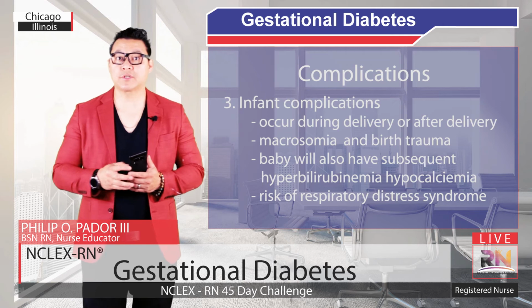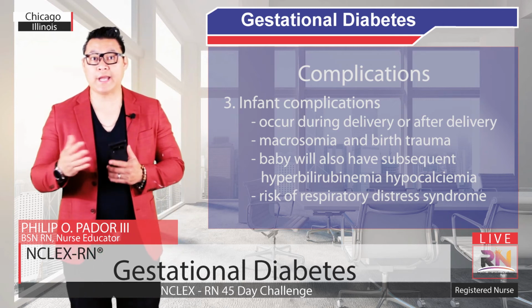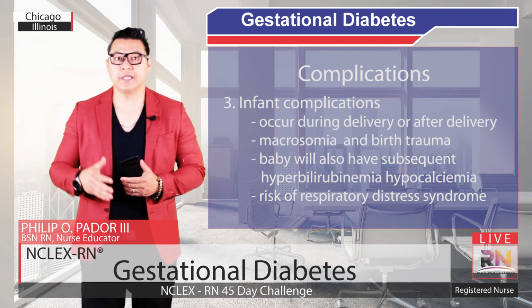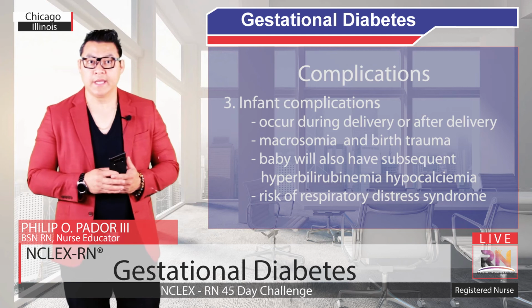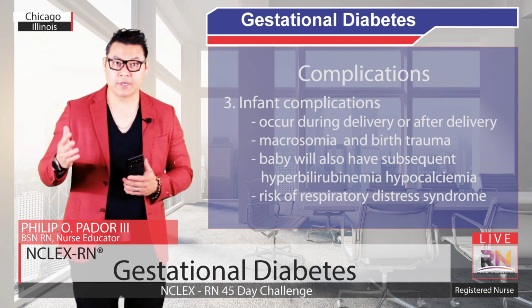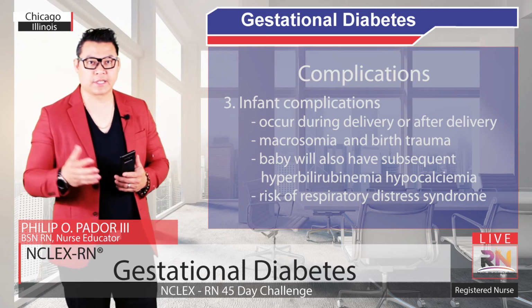Infant complications, or baby complications, tend to occur during delivery or right after the delivery. This is because the fetus is larger due to macrosomia, and thus birth trauma can occur, and this can be true to the baby or to the mother's genital tract.